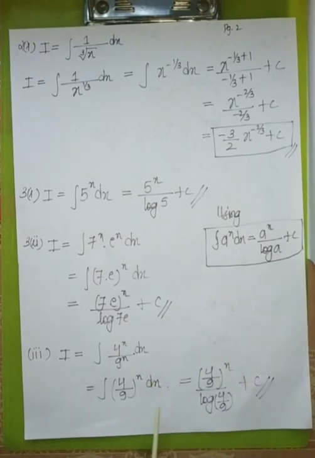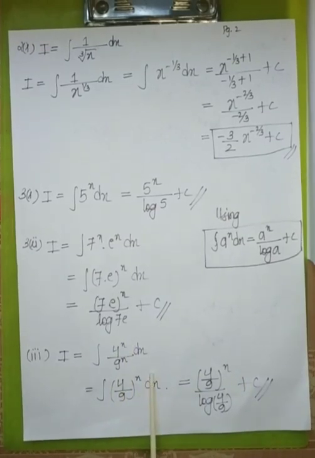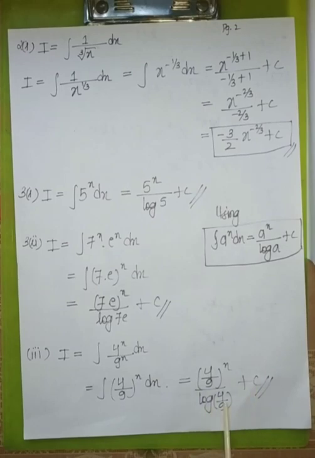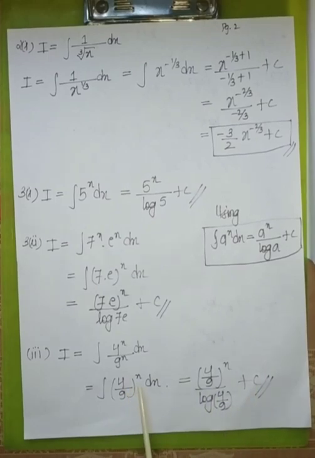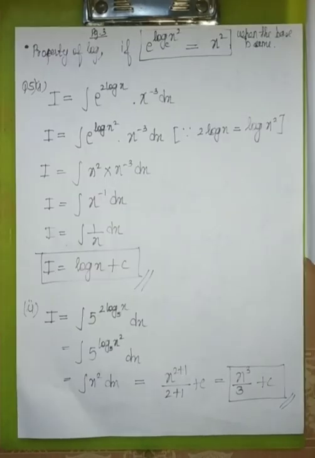Okay, the same thing is out here also. Power is x, power is x. I'm keeping them in the same bracket, and the power is x. So again, the same formula. This is a, so a to the power x divided by log a. The value for a out here is 4 by 9. Okay, so pause the video to note down.